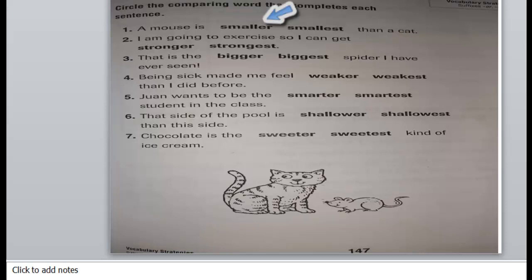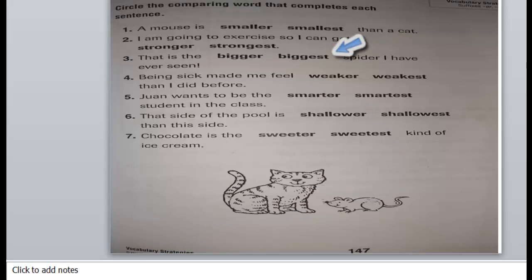Okay, number 2. I'm going to exercise so I can get stronger or strongest. Yeah, you will be stronger, not strongest, right? Good, guys. Okay, number 3. That is the bigger or biggest spider I've ever seen. Yes, exactly. We found what, guys? The word the before the adjective, right? So what we gonna add to the adjective? Yeah, est. Good, guys.